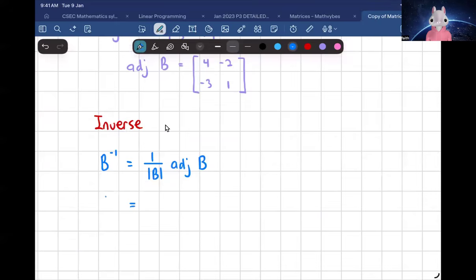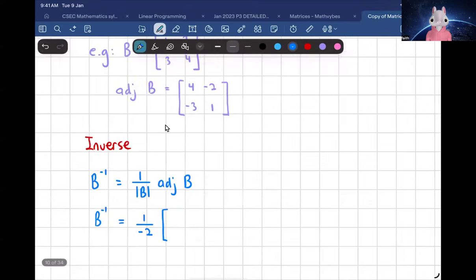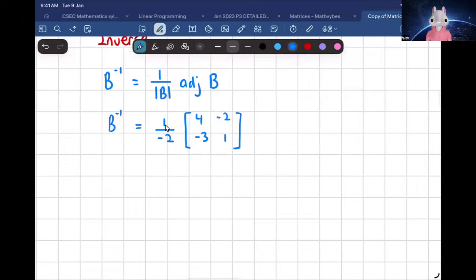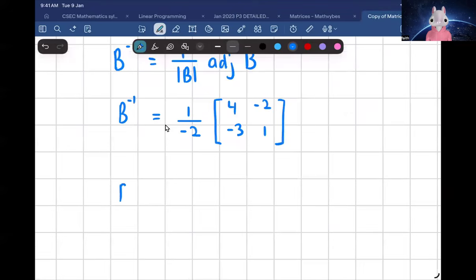So for B inverse, that's just going to be 1 all over minus 2, and the adjoint was 4, minus 2, minus 3 and 1. All right, so now we're going to multiply every single thing on the inside by that negative a half. So I'm going to take my time and show you how to do this.